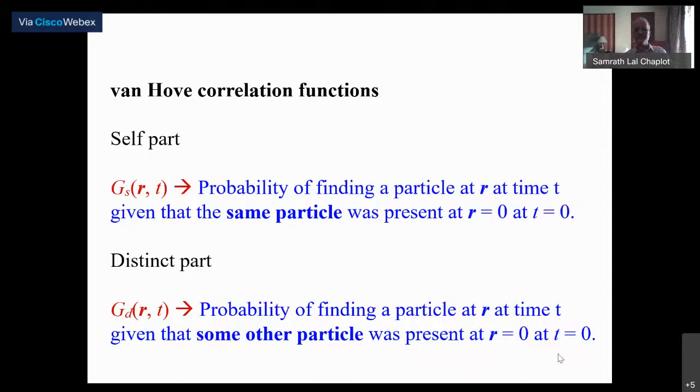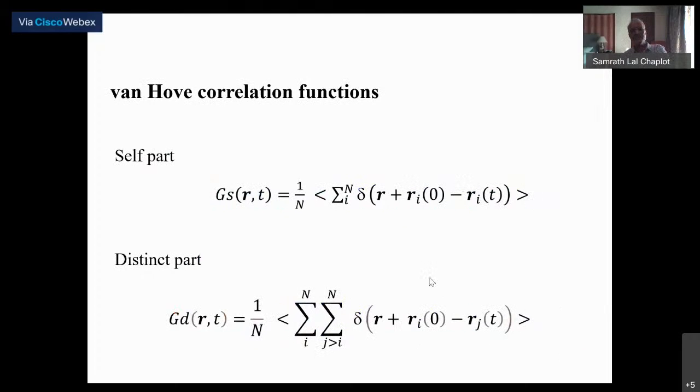So if a particle is there at time t equal to 0 at r equal to 0, how are other particles distributed at time t in r? So that is the probability of finding the particle at r and t, given that some other particle was at r0 and t0, and so on. So this I need to actually write down.